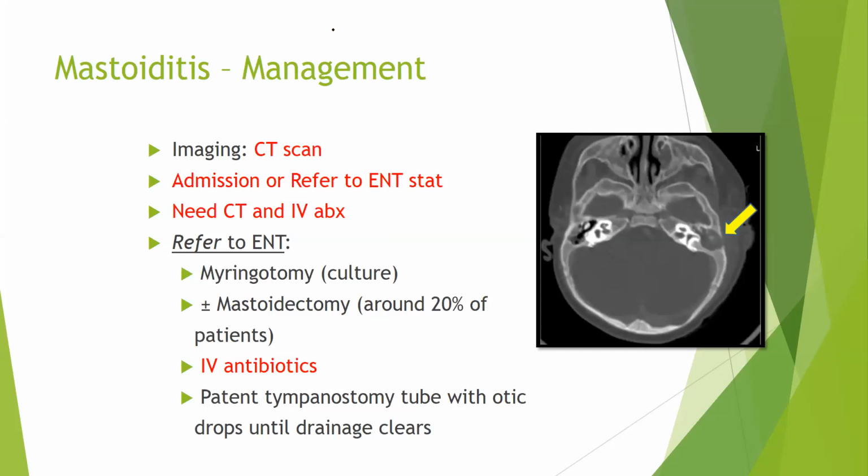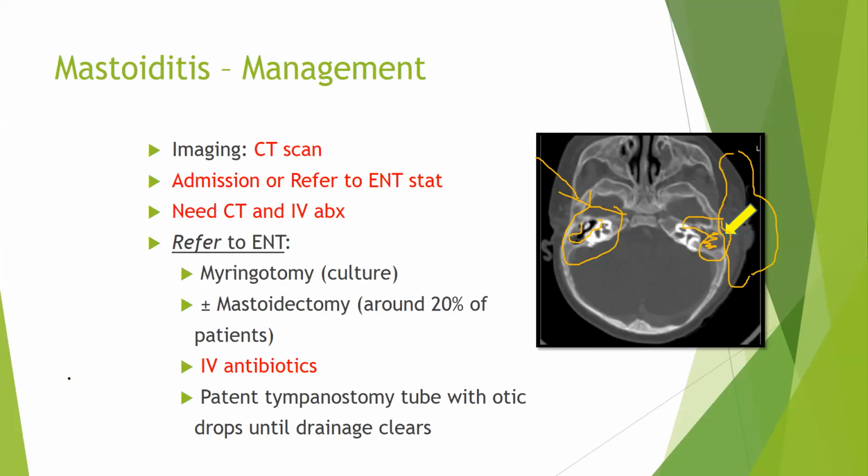So what we're going to do for them, we're going to CT scan them. The CT scan shows inflammation and infection of this mastoid here. This is air, okay? This is infection. You can also see lymphadenopathy and some swelling adjacent to the affected ear. IV antibiotics, we're going to admit this patient and we need ENT to consult on this case.